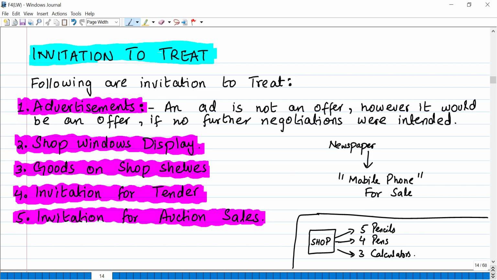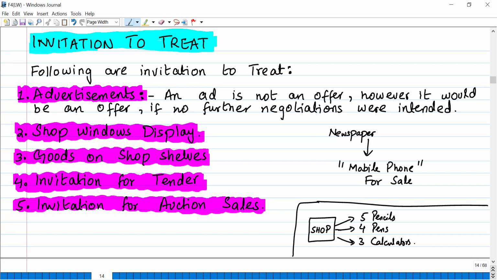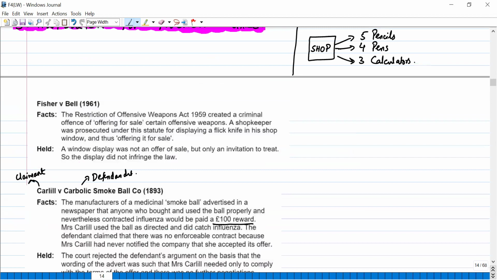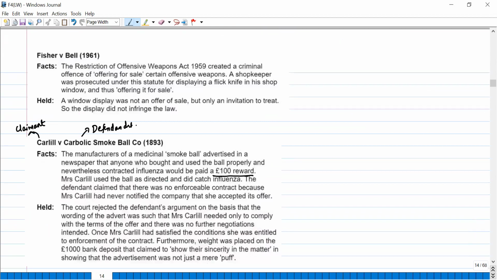If you have put something in a shop window display, that is not an offer, that is an invitation to treat. We did this case in the first chapter as well. Fisher versus Bell. There was an Act, the Restriction of Offensive Weapons Act, that stated that you cannot offer for sale certain offensive weapons. There was a shopkeeper who put a flick knife in his shop window display. Okay. And when someone saw that, they said that this person is committing a crime. He's offering for sale an offensive weapon.